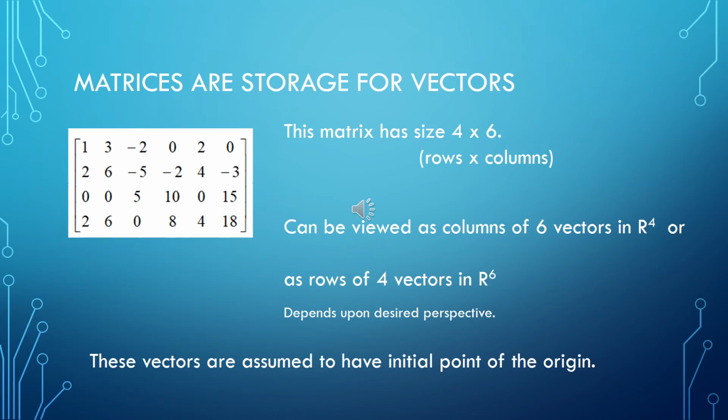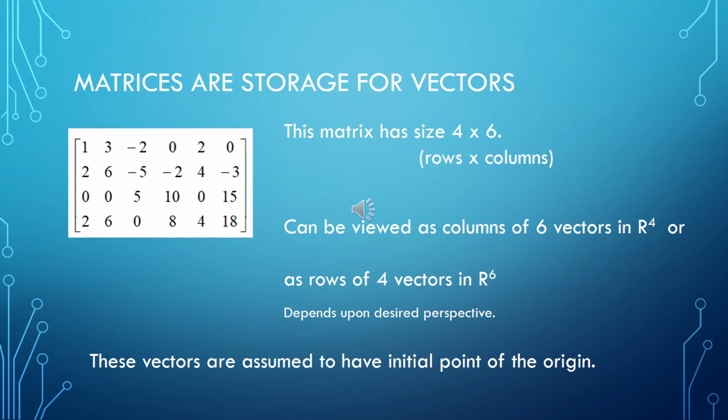So I can view it as 6 columns of vectors in the fourth dimension, or in R4. I can also view it as 4 rows of vectors in R6. So I have 4 rows and the vectors have 6 components, hence they're vectors in the 6th dimension. R6 is another way to represent the 6th dimension. Or I could see it as 6 columns where the vectors are all in the 4th dimension.